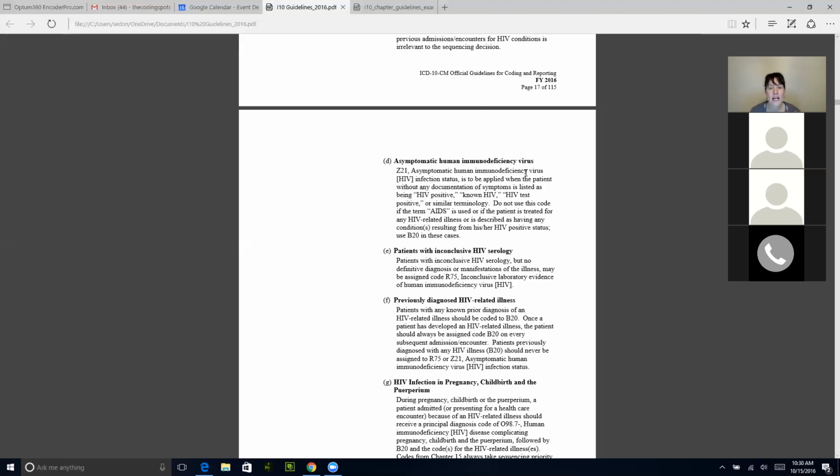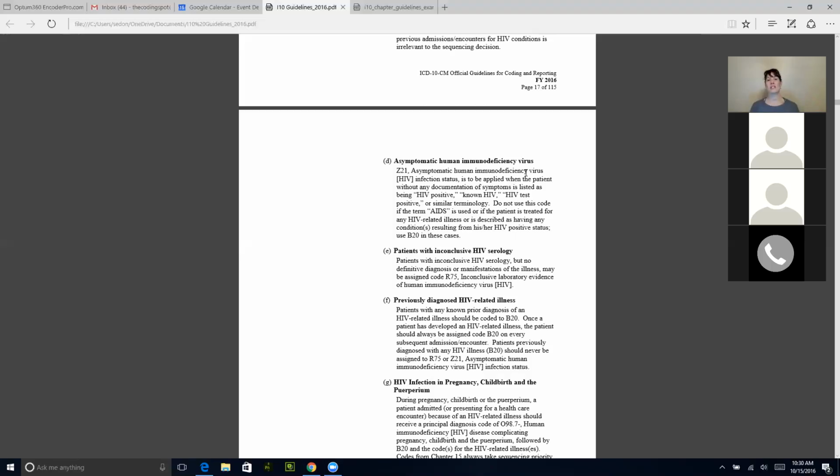Once a patient has developed any of these illnesses, or has been documented as having AIDS, they'll never be Z21 again. Once they move from Z21 to asymptomatic HIV, to having any conditions of HIV, or being documented as having AIDS, they'll never be Z21 again. They'll always be B20.